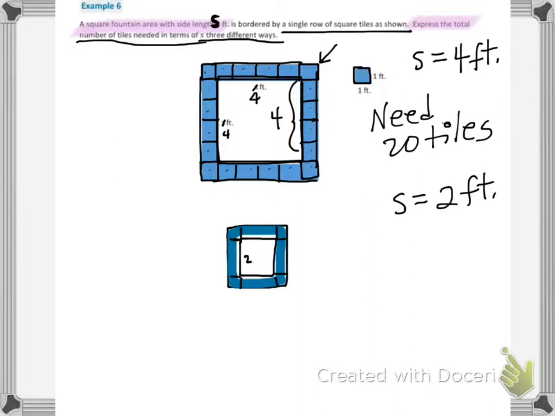So I have those 4 tiles on the outside. And again, if these are 2 feet sides inside, that's going to be 1, 2 there, 1, 2 there, 1, 2 there, and then 1, 2 there. So now I can count up, and I have 1, 2, 3, 4, 5, 6, 7, 8, 9, 10, 11, 12. So in this case, I need 12 tiles.